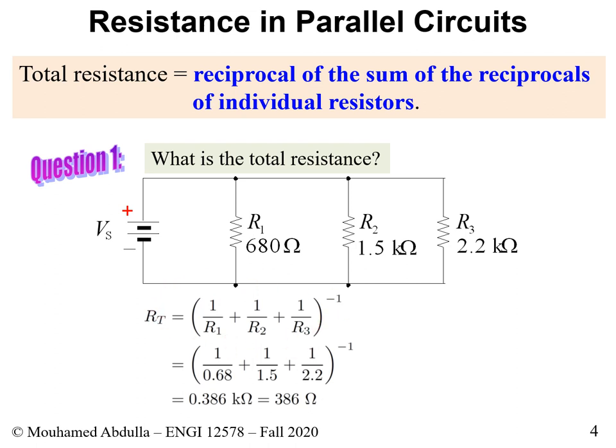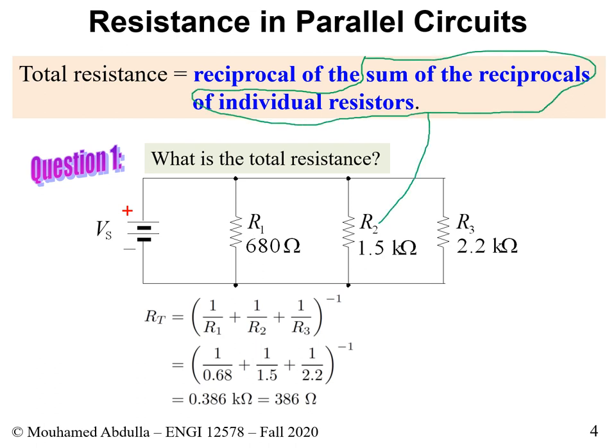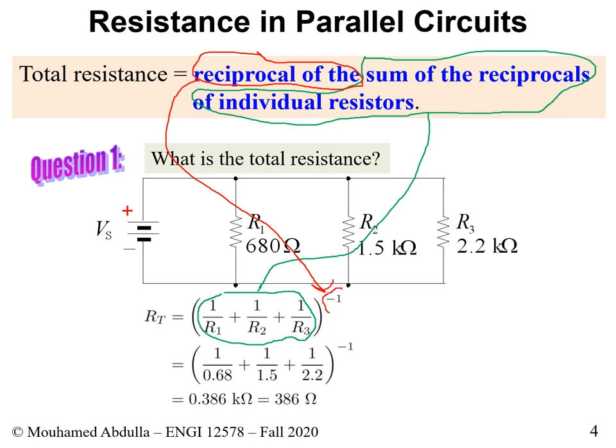And so that relates to this part. Maybe I could highlight it so you see. This part here, the sum of the reciprocals of the individual resistors, is this part here. And the other statement, the reciprocal of the entire sum, is this one here. This is the minus 1. So that's kind of how the statement is read.